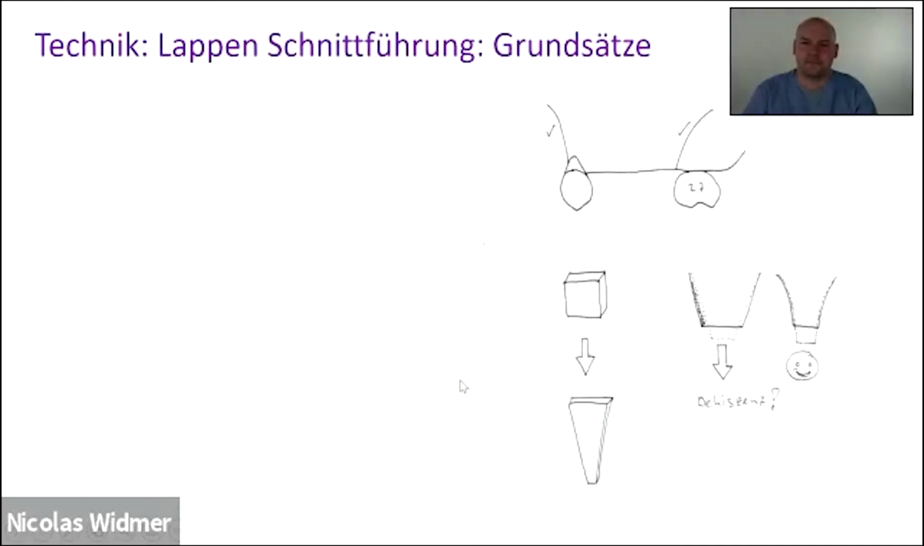Because your flap behaves like a piece of rubber, like this glove. When you pull it, it gets longer, but it also gets thinner. And when you do this parabolic shape incision, you will not get dehiscence on the lateral side.